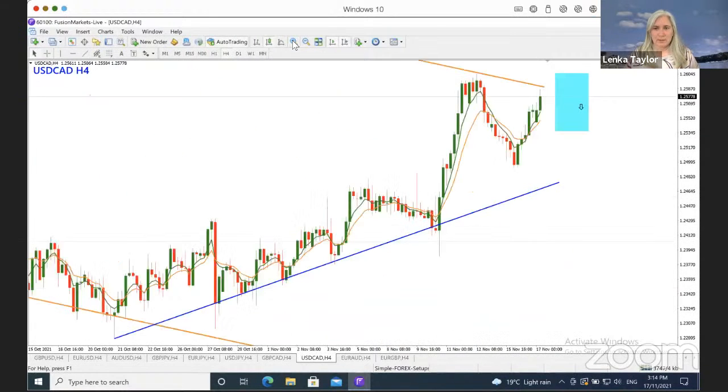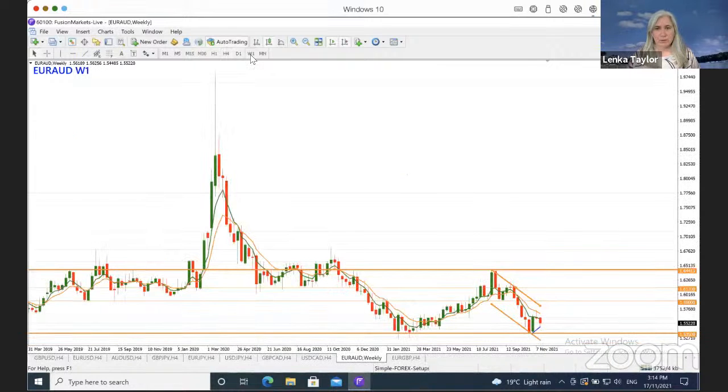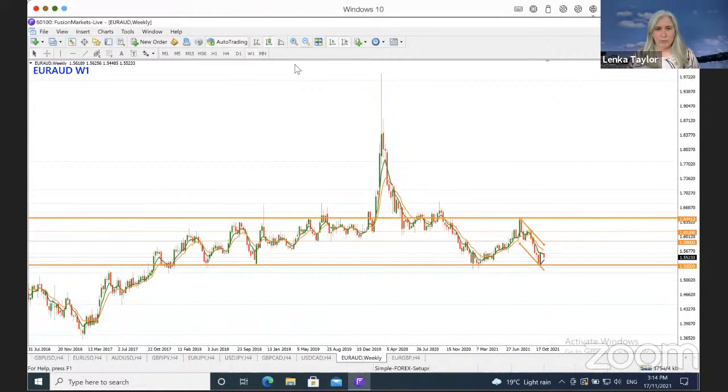All right, so short on USD CAD. Next currency pair I will look at is Euro AUD. Euro AUD, I'm looking for long. So on the weekly, I'm looking at price going in between those two lines and looking at a long off the bottom.